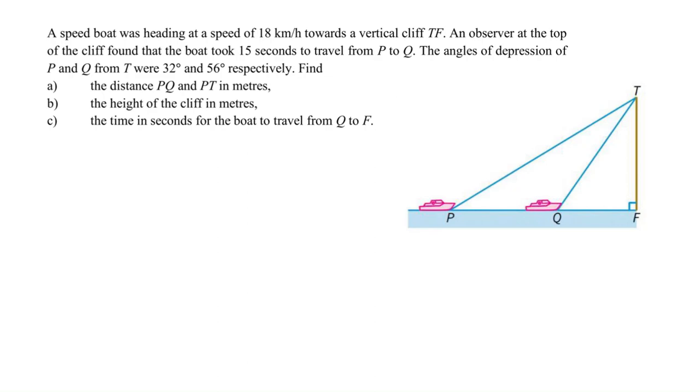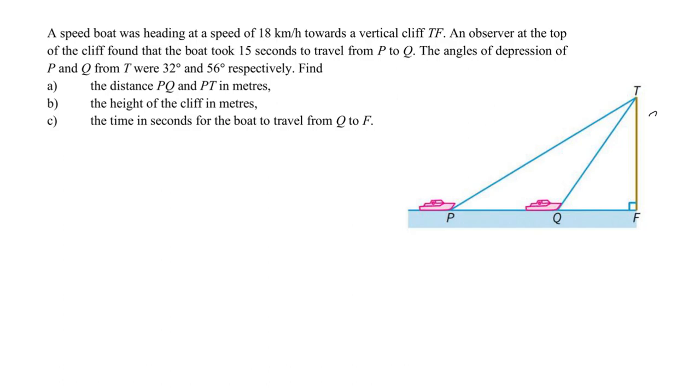Hello everyone, welcome to this question where we are given the following. A speedboat was heading to the vertical cliff TF at a speed of 18 km per hour, and it took 15 seconds to move from P to Q. We are also given the angles of depression of P and Q from T. So there is some information that we need to put into this diagram as well.